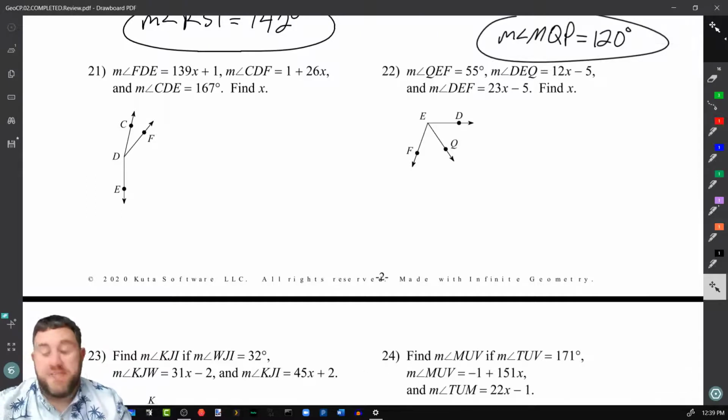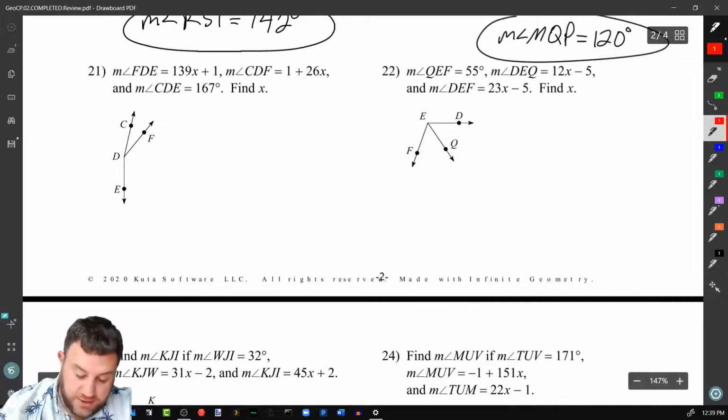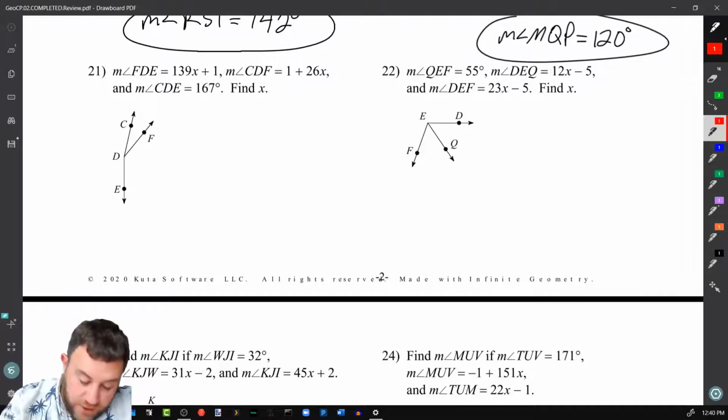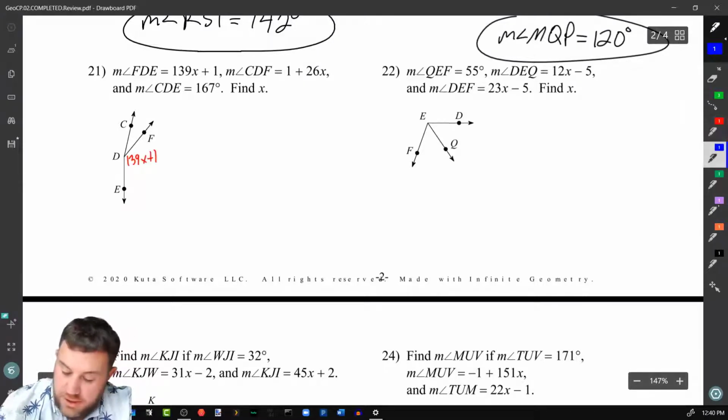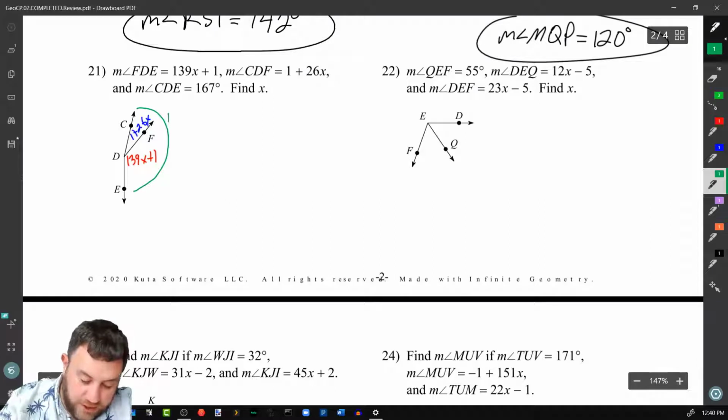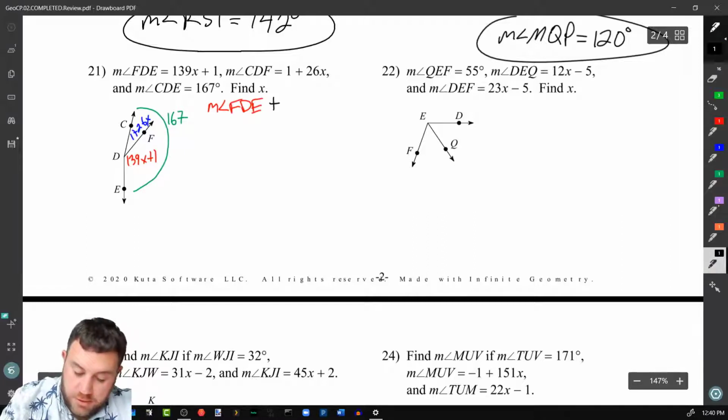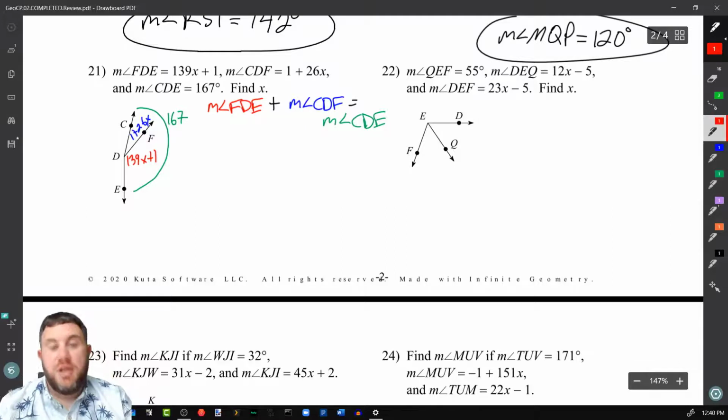21 and 22 start off the same way, only this time we are solving for X. So we know it's small piece plus small piece equals the whole thing. FDE is 139x plus 1. CDF is 1 plus 26x. The whole thing is 167. So the measure of angle FDE plus the measure of angle CDF equals the measure of angle CDE. And now I'm just going to plug in for those angles.